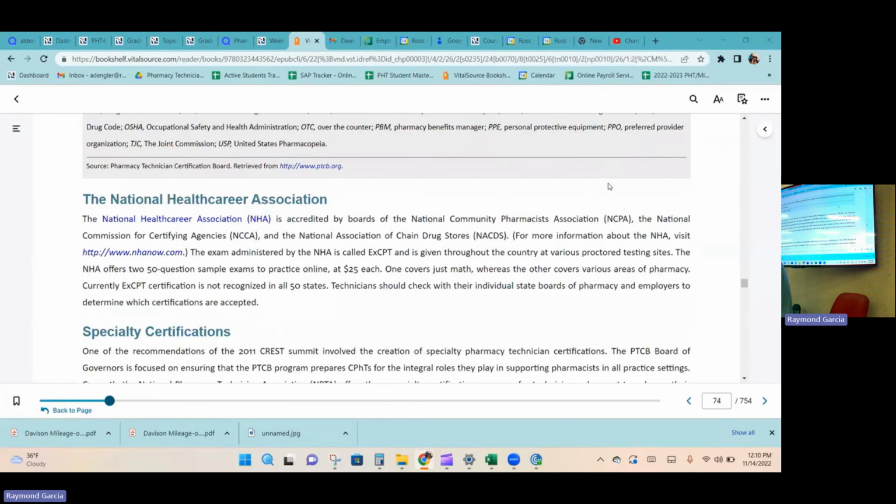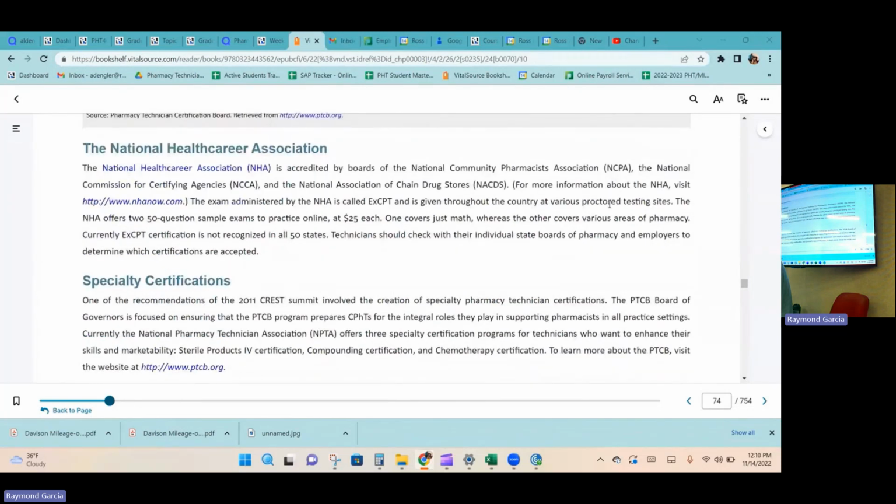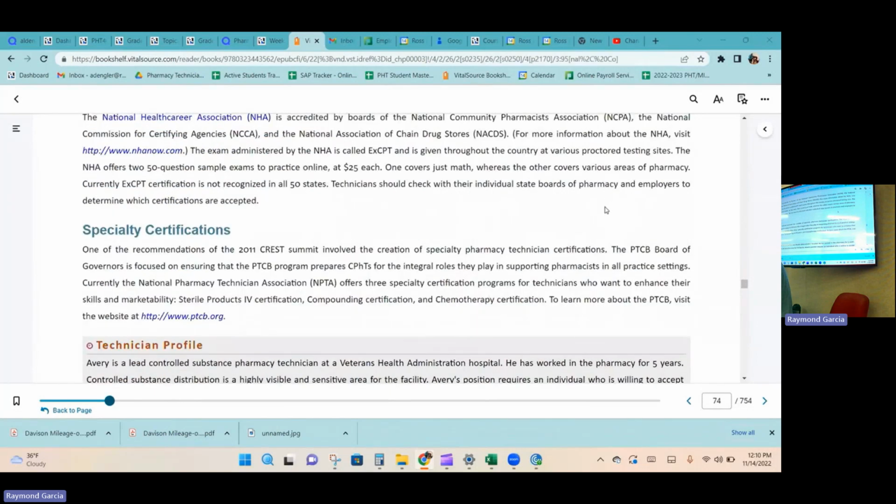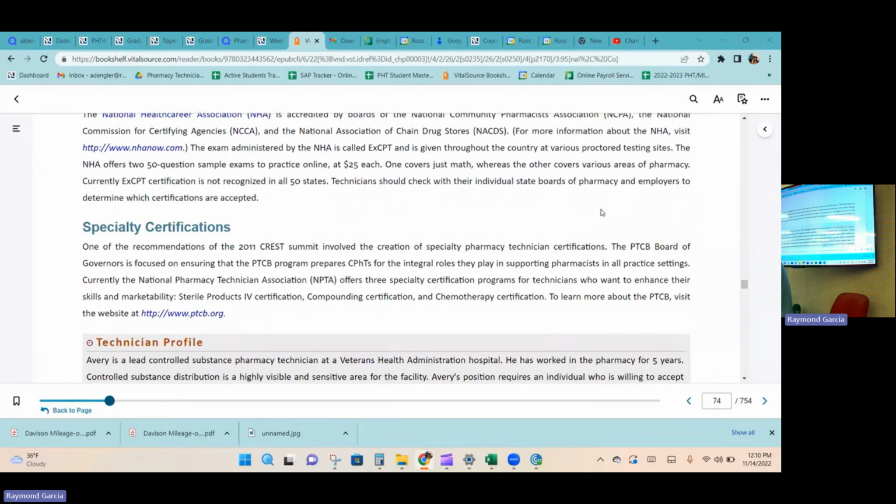The National Healthcareer Association is accredited by boards of the National Community Pharmacists Association, the National Commission for Certifying Agencies, and the National Association of Chain Drug Stores. The exam administered by the NHA is called EXCPT. It is given throughout the country at various testing sites. They do have practice exams as well, 2 of them at $25 each.